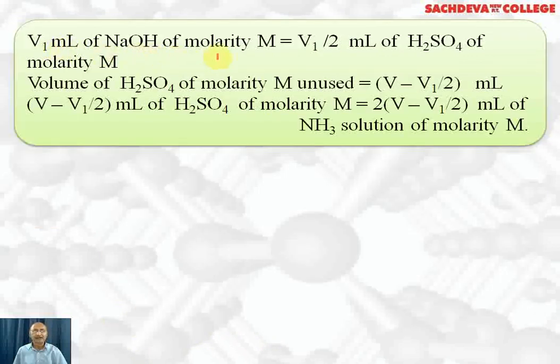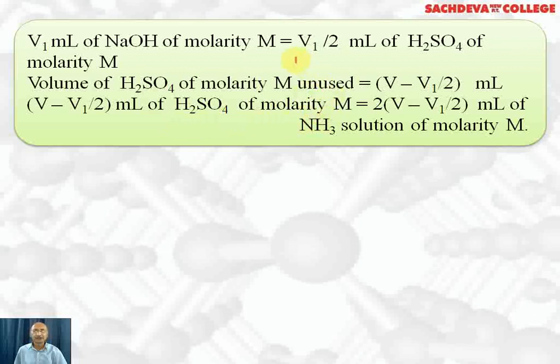V1 ml of NaOH of molarity M will combine with V1 divided by 2 ml of sulfuric acid of molarity M. Why V1 by 2? Because 2 NaOH will react with 1 H2SO4 to give Na2SO4 plus water. Volume of sulfuric acid of molarity M unused will be equal to initial volume V minus V1 by 2, which is unused. So this is the volume of sulfuric acid unused.